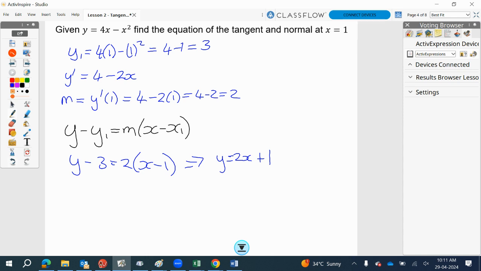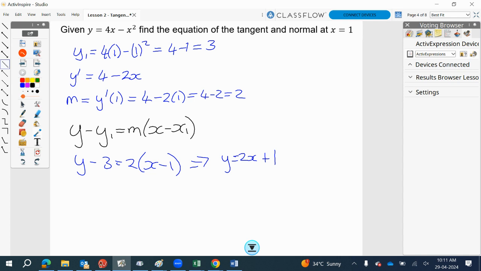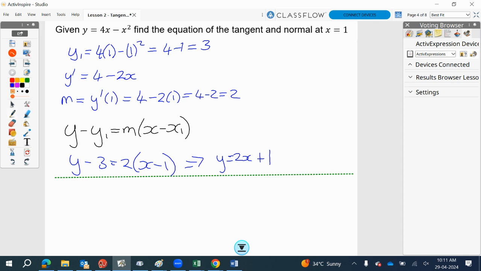So next up, we need to find the equation for the normal. It asks us here for the normal as well. So in order to find the normal, we need the gradient of the perpendicular. The gradient of the perpendicular is going to be minus 1 over the gradient of the tangent, which is minus 1 over 2, so it's minus a half.